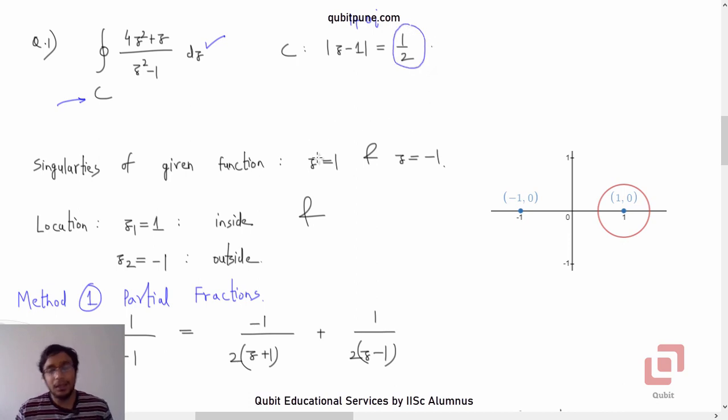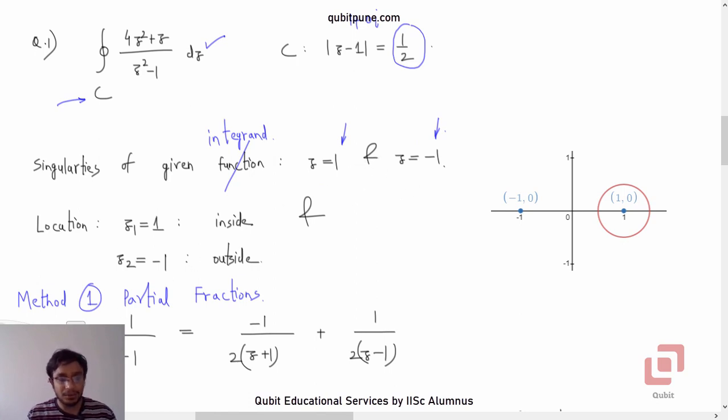Now let us try to find out the points where the function is not defined. The function means the integrand. These singularities will be there when the denominator is 0. So equate z squared minus 1 to 0, which will give you two roots, 1 and minus 1.